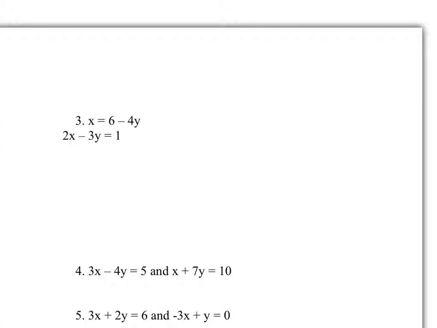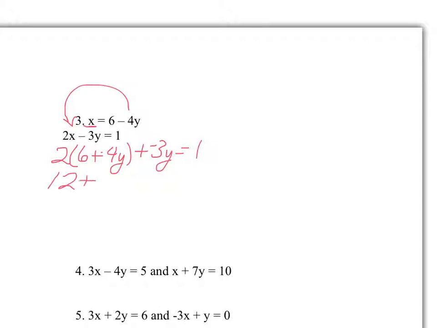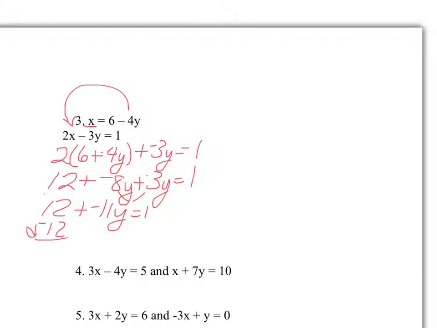Problem 3, we already have the x by itself, so everywhere I see x, I'm going to plug in 6 plus negative 4y. So 2 times 6 plus negative 4y plus negative 3y equals 1. That's 12 plus negative 8y plus negative 3y equaling 1. Combine my like terms, so 12 plus negative 11y equals 1. Add negative 12 to each side. Make sure to watch your signs. Negative 11y equals negative 11. Divide both sides by negative 11. And you get y equaling positive 1.